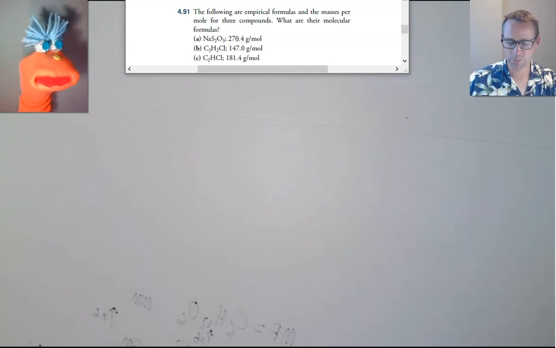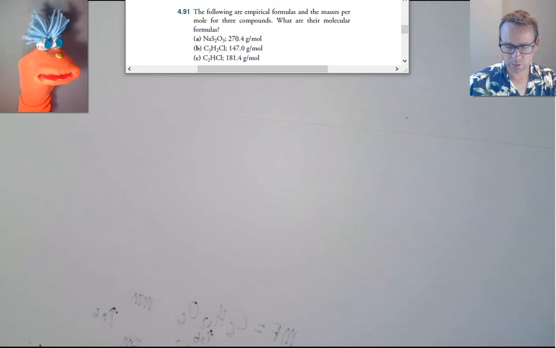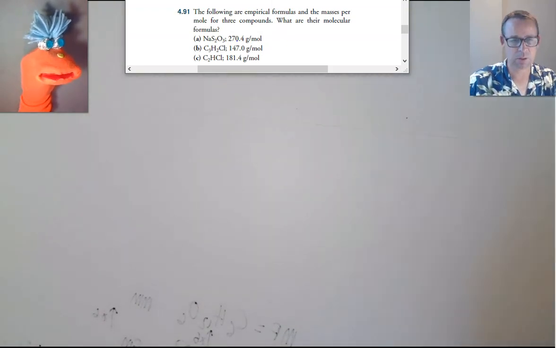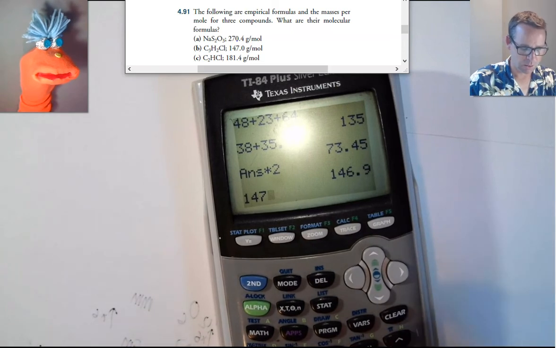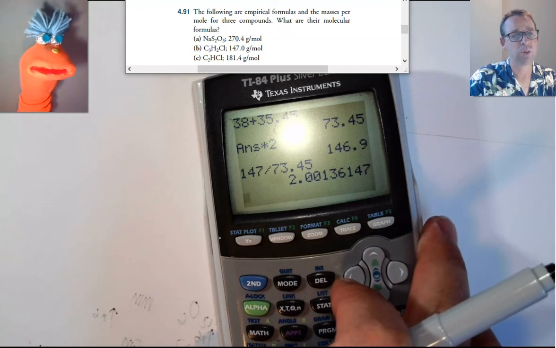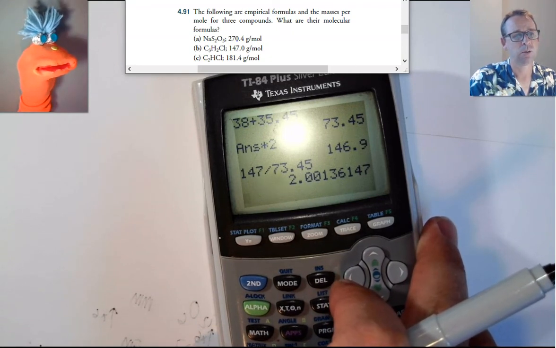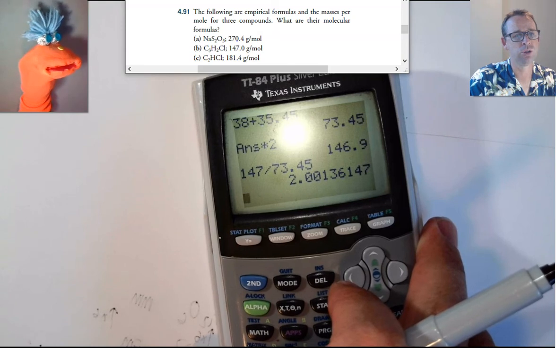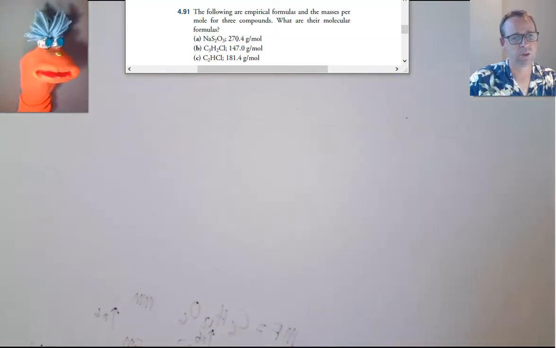I guess you multiply that by 2. That's right. Or essentially what you were saying is you take the 147 and divide it by our 73.45, and we get our n value. Therefore, the molecular formula will be what? C6H4Cl2. That's right. Very good.